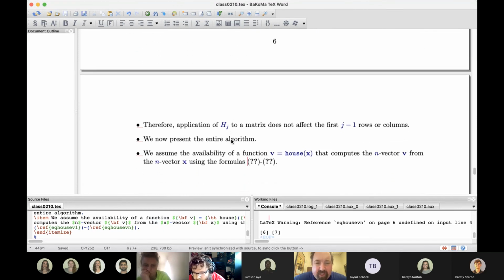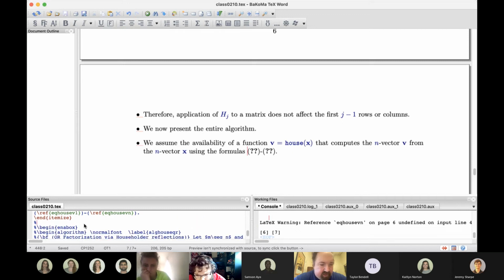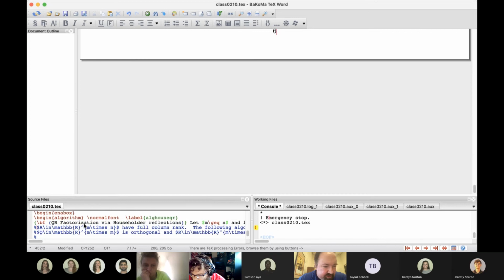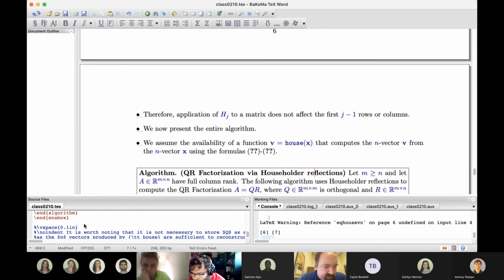All right, so then I'm going to show you the actual algorithm. I have these equation references; they'll be fixed when I post the notes. So I'll show, in a quasi-MATLAB style, what the algorithm for Householder QR looks like.